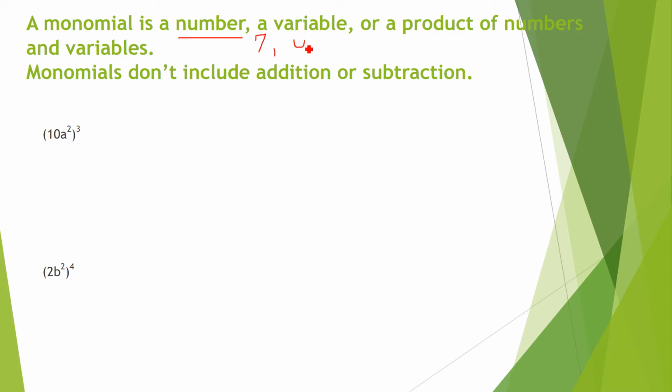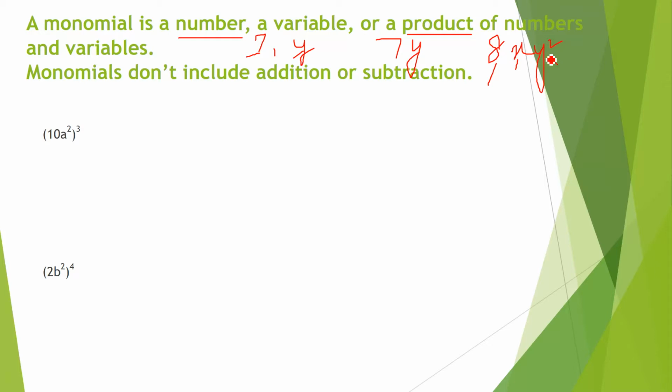If we have a variable y, yes, this is a monomial. If you multiply this number and variable, if I say 7y, yes, this is a monomial. If I say 8xy², yes, this is a monomial. So a monomial may be only a number, a variable, or a product. Product means multiplication. Here 8 is the number, x and y² are the variables.